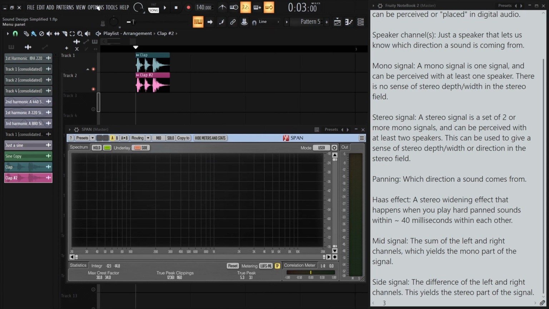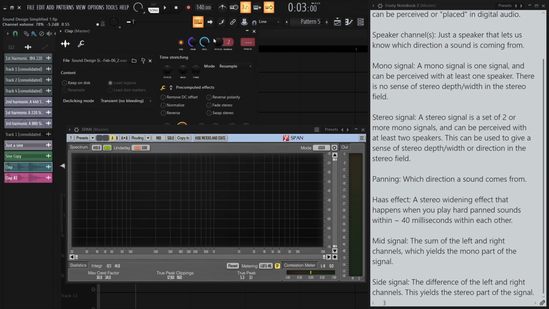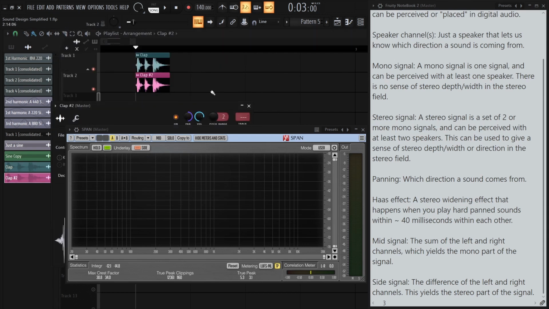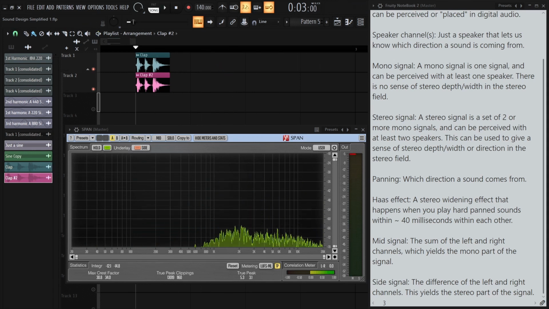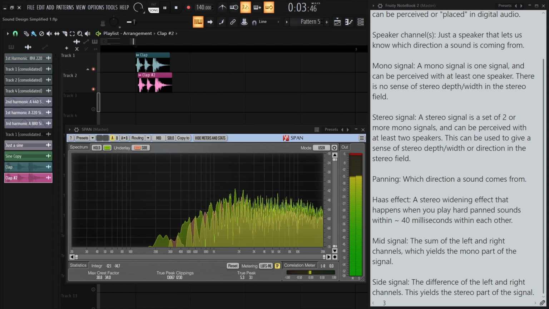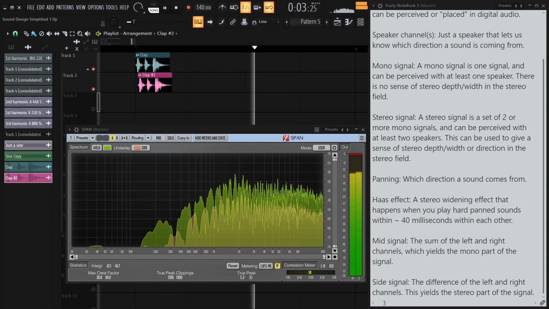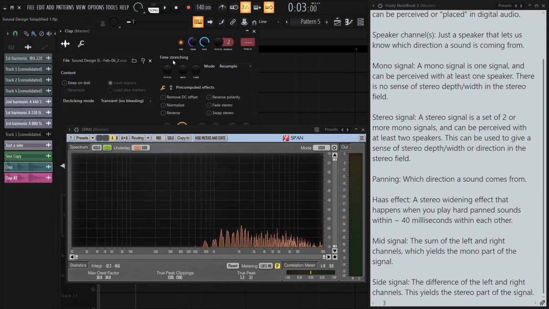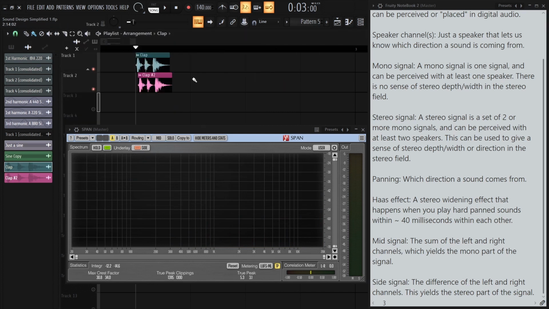I have two clap samples here. One is panned all the way to the left, and the other is panned all the way to the right. But if I play them while they're lined up like this, we only get a mono signal. But if I shift one of them like that, we get a stereo signal. Huge difference. And of course, it doesn't have to be all the way left or right. We still get the effect when it's like that.